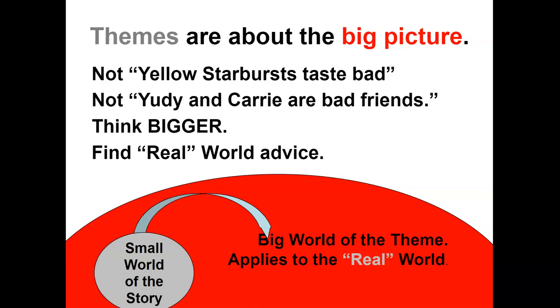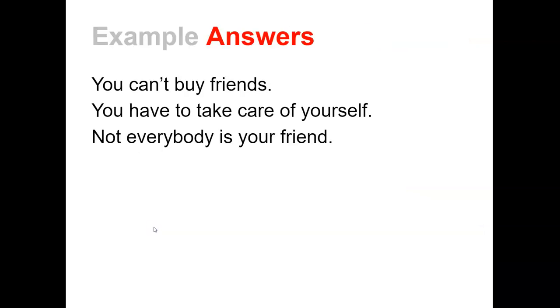So the theme is not that yellow Starburst tastes bad, because if that were the theme, you'd be thinking about the small world of the story. It's also not that Yuddy and Carrie are bad friends. Again, that's not a lesson that applies to everybody. That's about the small world of the story. Like I've said several times already, when you're trying to find the theme, you have to think of real world advice that would apply to anybody.